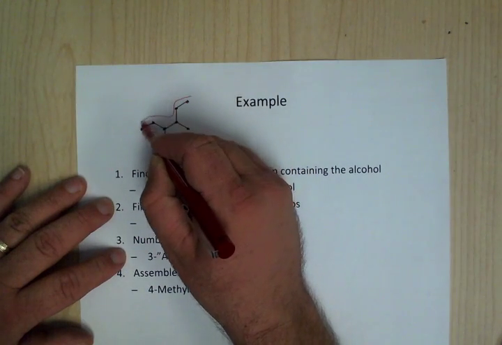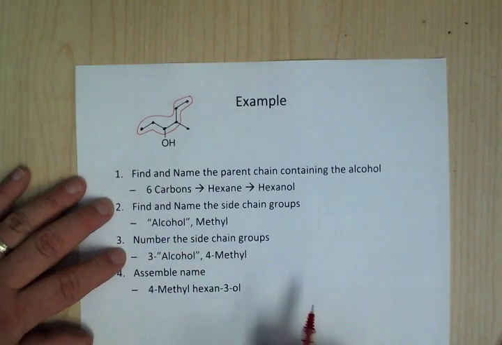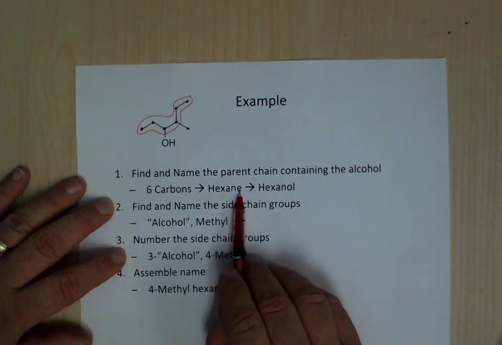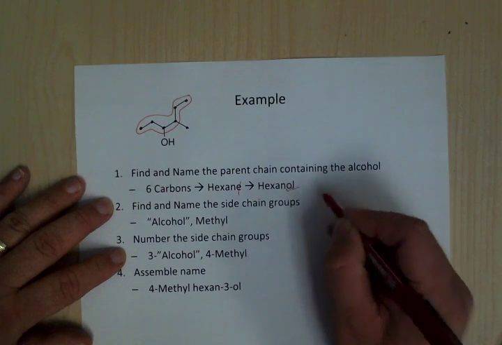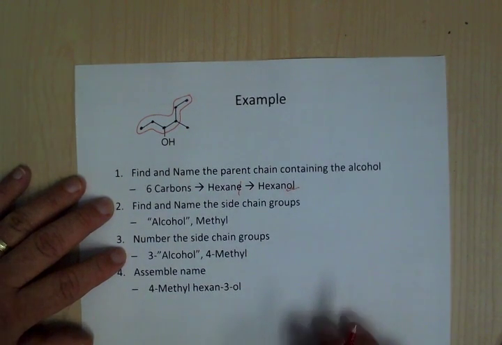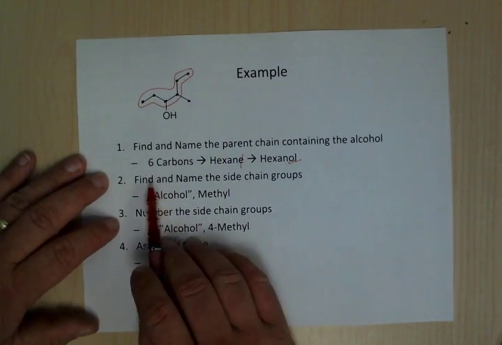So this is actually going to be our main chain here. 6 carbons, it becomes hexane. You're going to take off the E and add the OL for the alcohol. So we have a hexanol. Okay, and stuff like that. So now find the side chains.